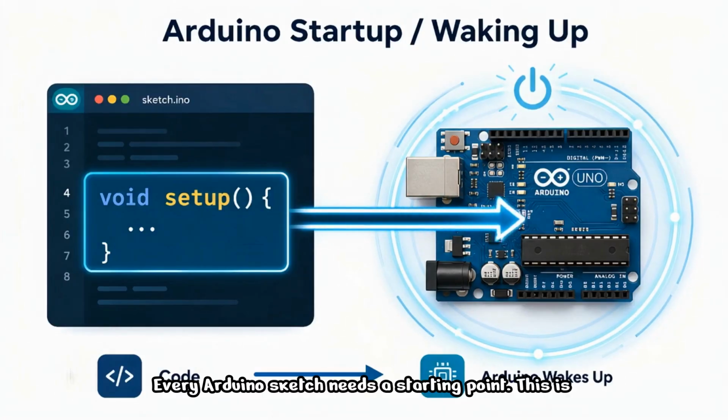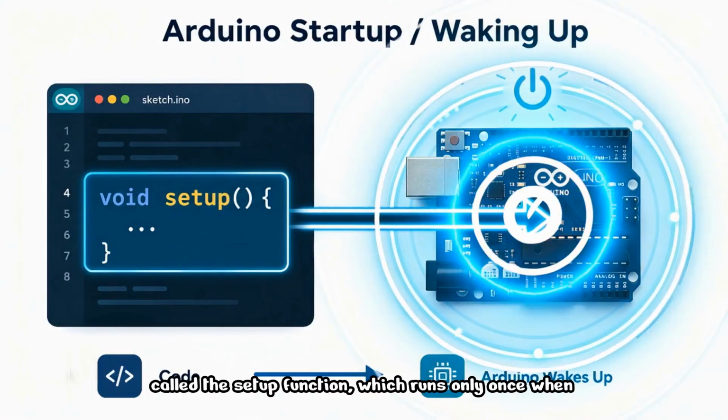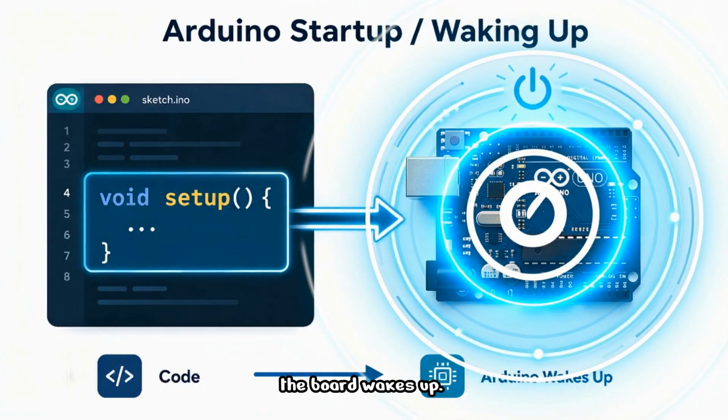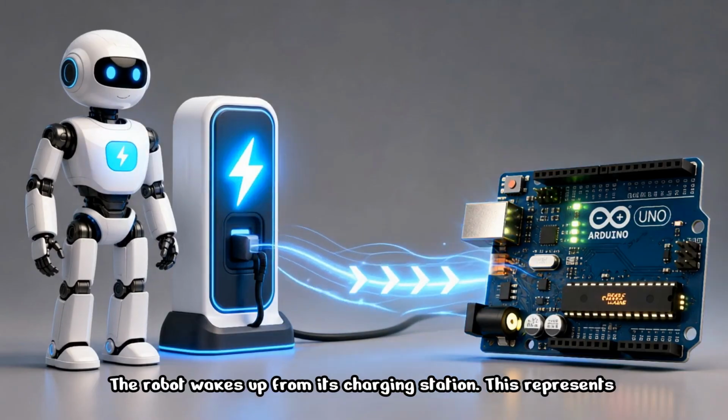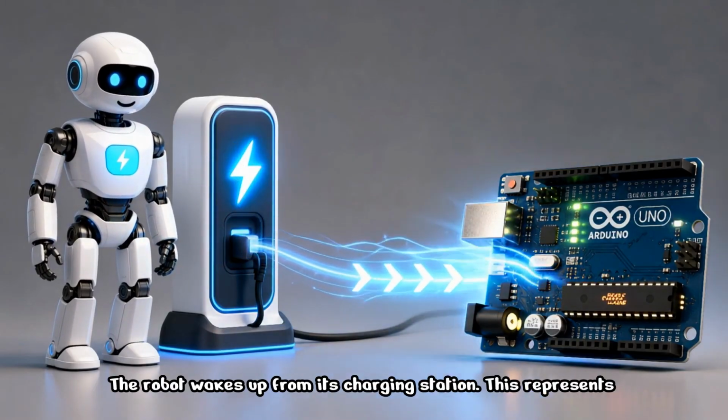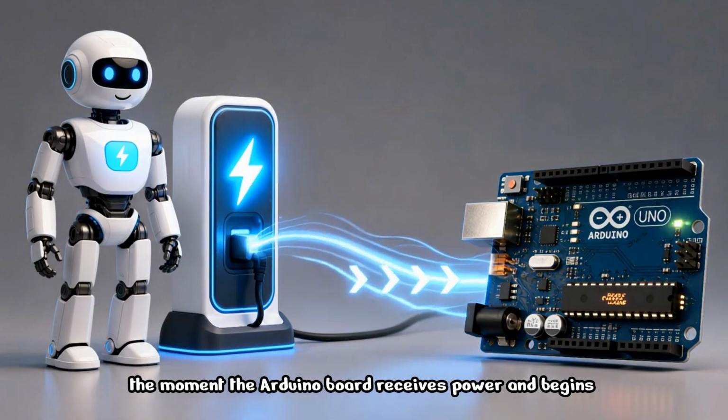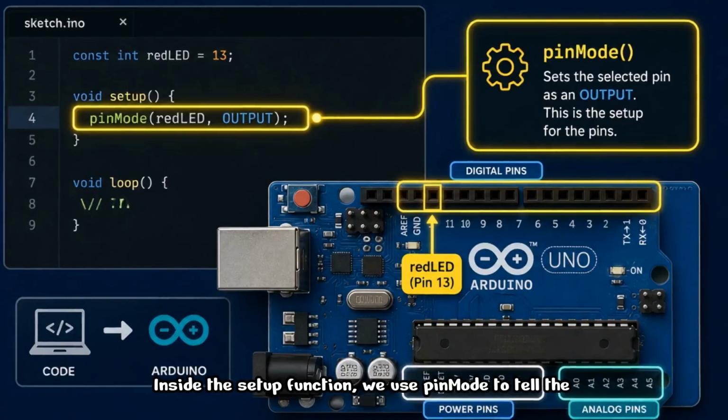Every Arduino sketch needs a starting point. This is called the setup function, which runs only once when the board wakes up. The robot wakes up from its charging station. This represents the moment the Arduino board receives power and begins its task.